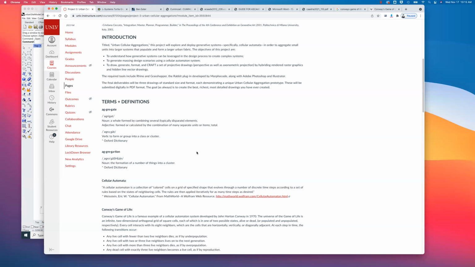The final deliverables will be 3 drawings of standard size and format, each demonstrating a unique urban cellular aggregation prototype. These will be submitted digitally in PDF format.